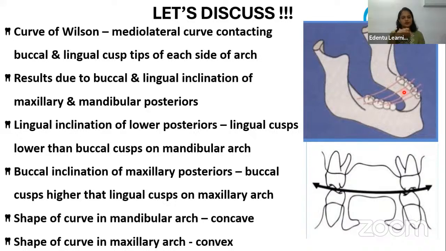This Wilson curve can be drawn in both the mandibular arch and the maxillary arch. In the mandibular arch, you will usually have a concave shape, whereas in the maxillary arch, you will usually see a convex shape. So that is about the curve of Wilson. Now, this curve of Wilson is usually seen at right angles to the curve of Spee. Curve of Spee joins the buccal cusp tips of all the posteriors, so it will be seen at right angles to the curve of Spee.